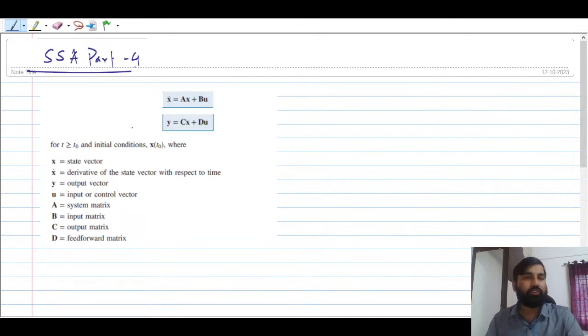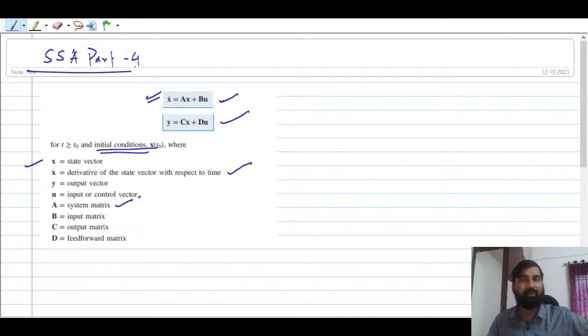You can see here these are the state models. X dot is equal to Ax plus Bu. It is nothing but a linear combination of A and B multiplied with x and u. This is for t greater than 0, and these are the initial conditions I'm talking about. What is x? X is a state vector, that everybody knows. X dot is the derivative of the state vector with respect to time. Y is the output vector, and u is the input or control vector, we call it.